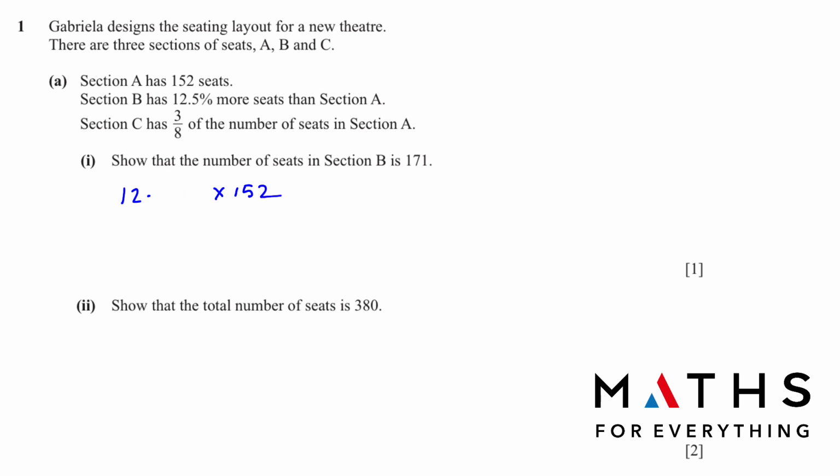Percentage means we divide by 100. So 12.5 over 100 multiplied by 152 is 19. Now add 19 to 152 and you will get 171. In A2, show that the total number of seats is 380.